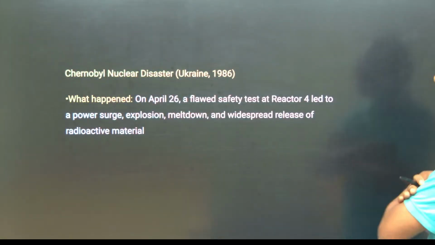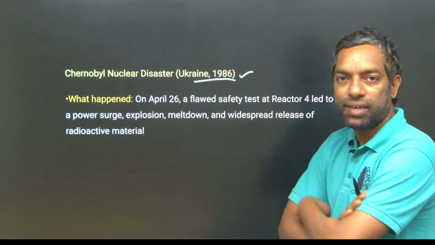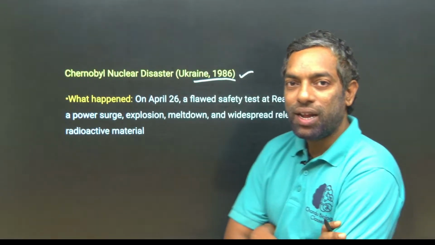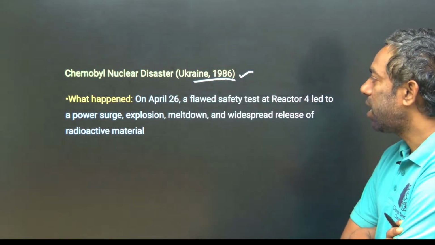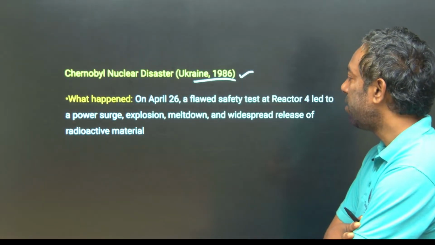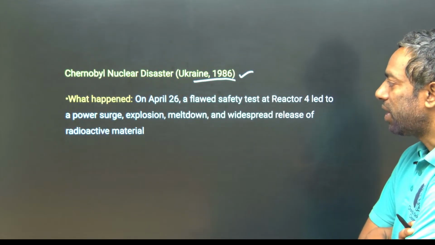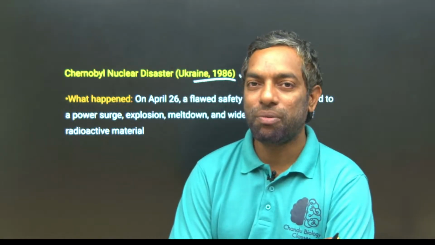Chernobyl nuclear disaster, Ukraine, 1986. This is the nuclear disaster, guys. In Ukraine there is a nuclear plant, and the leak of the nuclear plant led to much damage. What happened in 1986? A flawed safety test at reactor 4 led to a power surge, explosion and meltdown, with widespread release of radioactive material, that is uranium. This is Chernobyl, which took place in Ukraine.